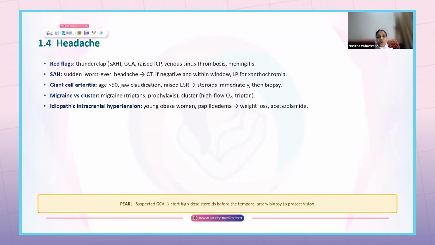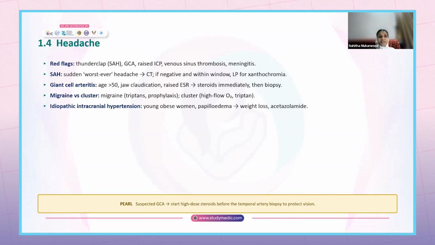So the first investigation is what? CT. If it is negative and within the window, that is 12 hours, we can go for a lumbar puncture to look for xanthochromia, but we have to do CT. The second is giant cell arteritis. We have to suspect age more than 50. If there is jaw claudication pain, raised ESR, the first management is steroids. Then only go for biopsy. Why we are giving steroid is that it is just to protect the vision, because anytime the vision can go for ischemic arteritic optic neuropathy.